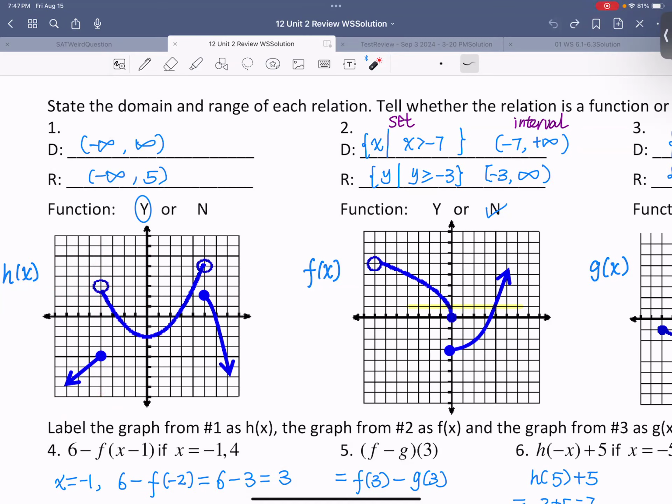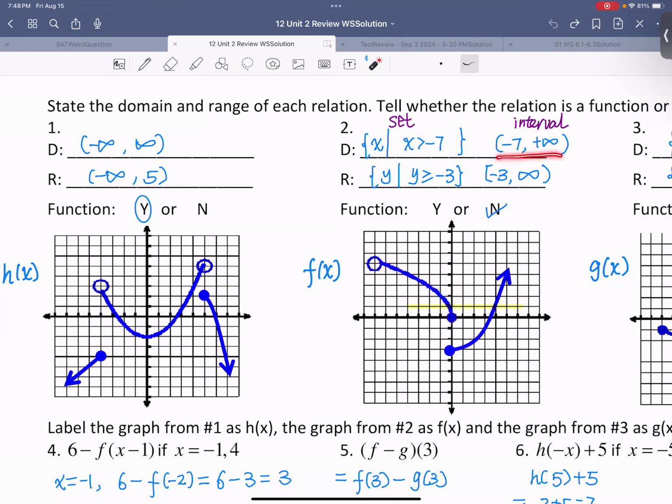Number 2. Look at this graph. You draw this vertical line. It passes this point 2 times, so this is called a failed vertical line test. So this is not a function. And your domain, your X value, is starting from here, which is -7, but this is open, so you cannot make it equal. And you are coming here and you go all the way to positive infinity.